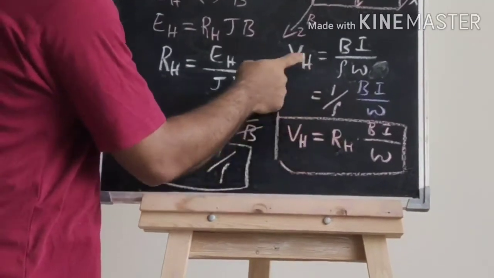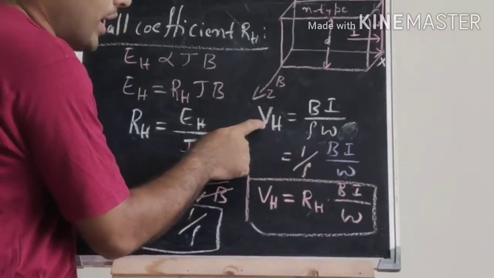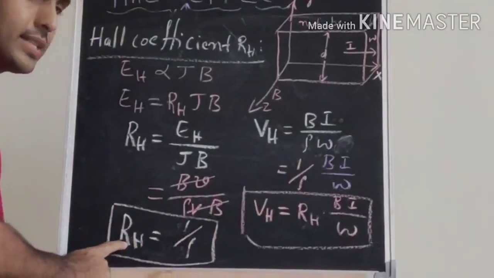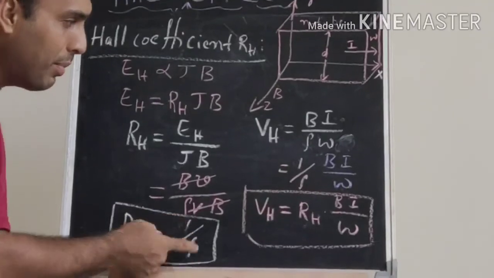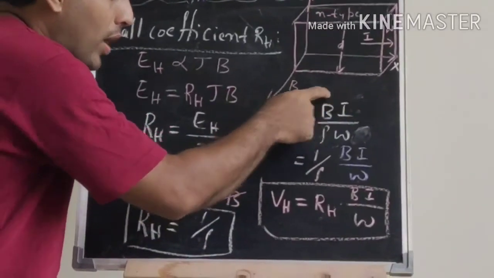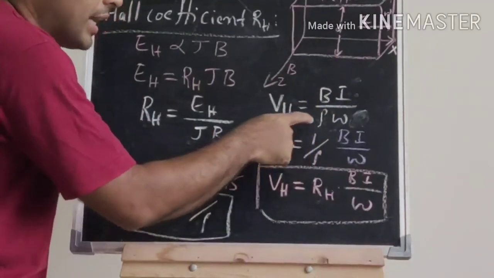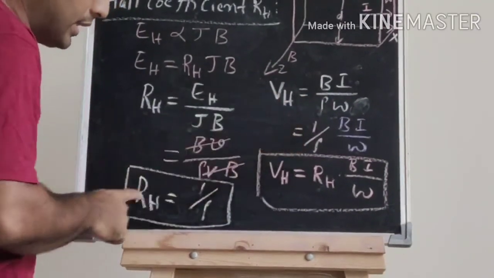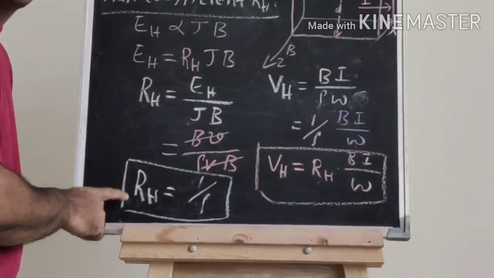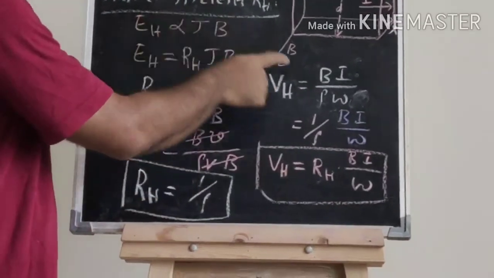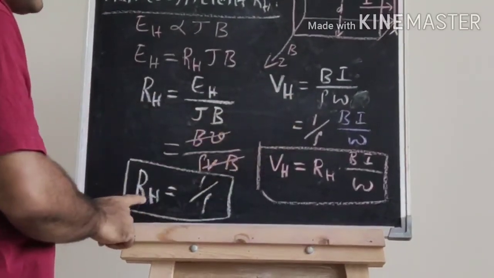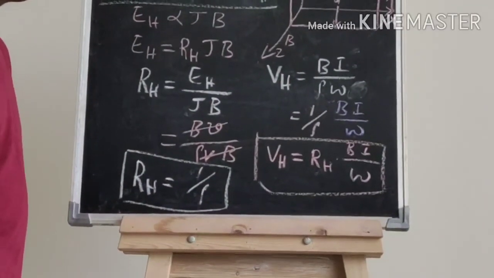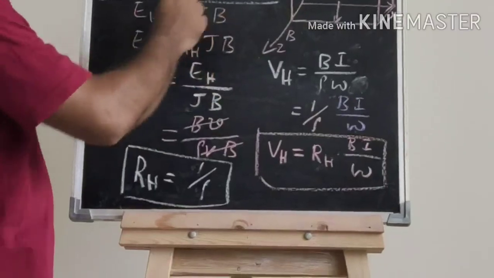Similarly, using the expression VH is equal to BI by rho into W, we can write what is RH. RH is equal to 1 by rho. So, taking the reciprocal, we write the expression for 1 by rho, that is equal to RH. That is the expression for RH in terms of the applied magnetic field and the current which passes through the material.